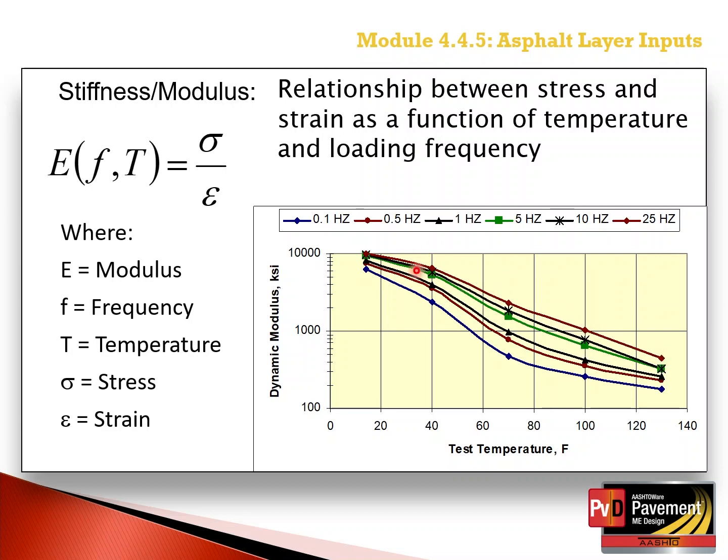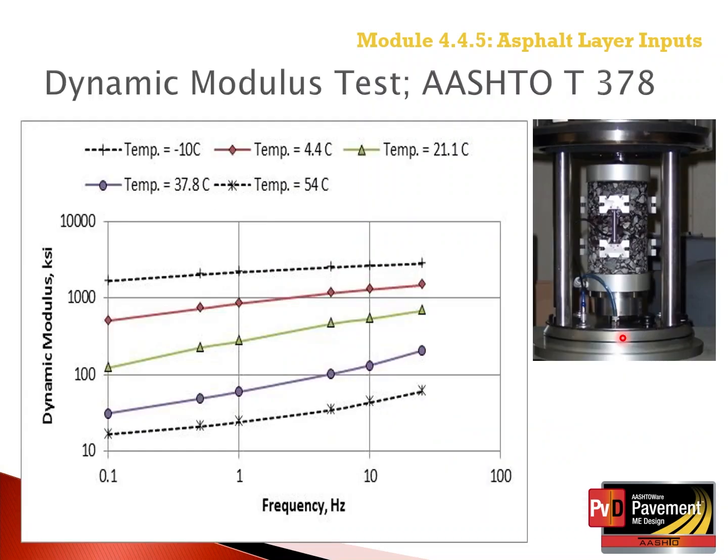So very high loading frequencies increase the stiffness of the mixture, and usually it is less temperature susceptible. The PMET software uses the viscoelastic characteristics of the asphalt mixture to estimate the stiffness of the asphalt layer with different truck speeds and daily as well as seasonal variations in temperature with depth.